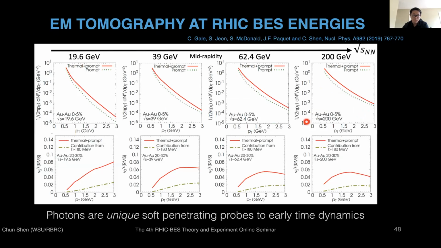So with this setup, we actually did a thorough study of the thermal radiation of photons from 200 GeV down to 20 GeV. As you can see, compared to the prompt source from the initial collisions, the thermal radiation has a sizable contribution even down to 19.6 GeV. And also in the lower panel, you can see that the direct photon actually contains significant v2 even as you go down to 19.6 GeV.